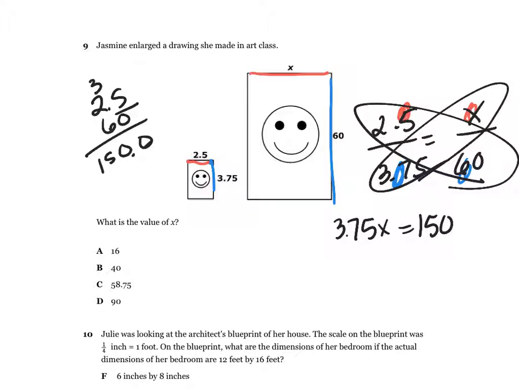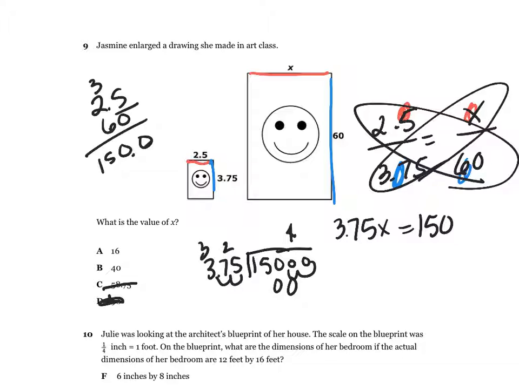Get 150. We know it's got to be less than 60, so that's going to be out, and this is really too close. So I'm going to do 150 divided by 3.75, and we're going to go, I'm going to go with 4 here, 0, 3, oh look, it's going to be 40.